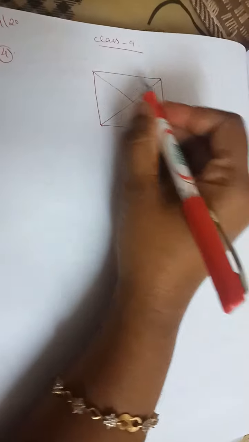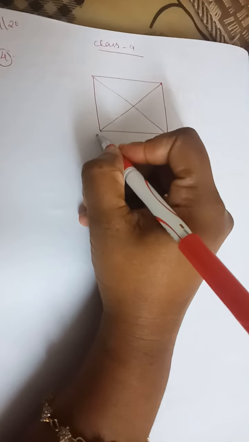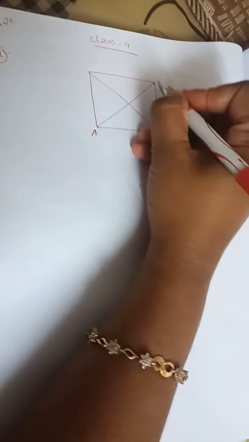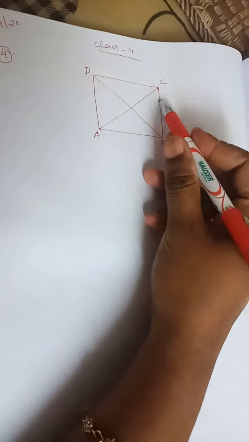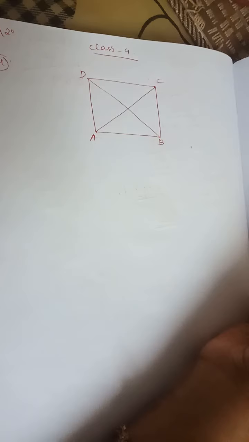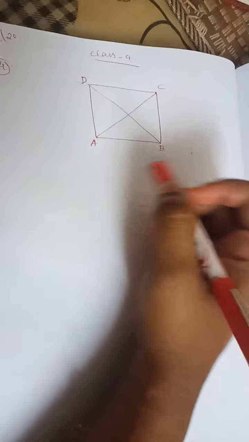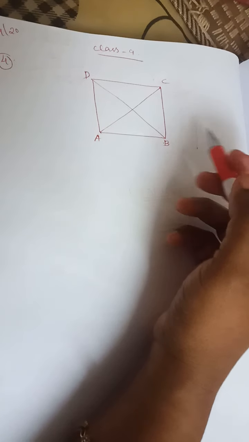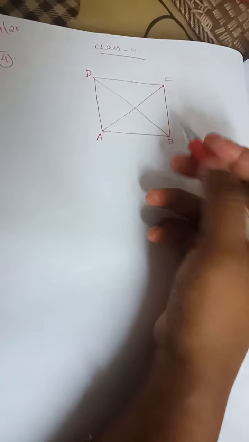Next, question number 4. Show that the diagonals of a square are equal. So first of all, we have to draw a square. I am marking it as A, B, C, D. What are the diagonals of this square? AC and BD are the diagonals, right? So we have to prove that AC and BD, the diagonals of a square, are equal.